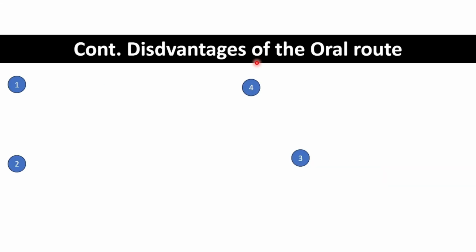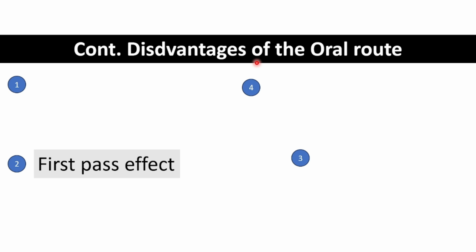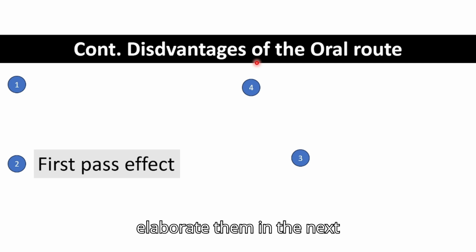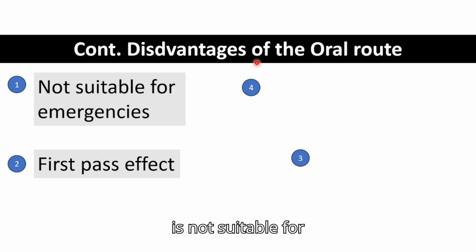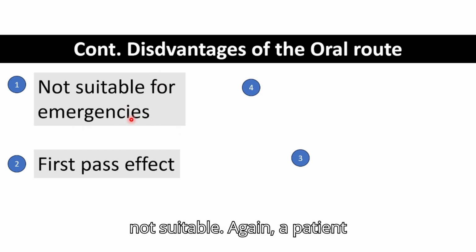Now we shall look at additional disadvantages. I will list them here, but I shall elaborate on them in the next slides. We have the first pass effect. It's not suitable for emergencies because absorption in the oral route is delayed. If there's an emergency, the oral route is not suitable.